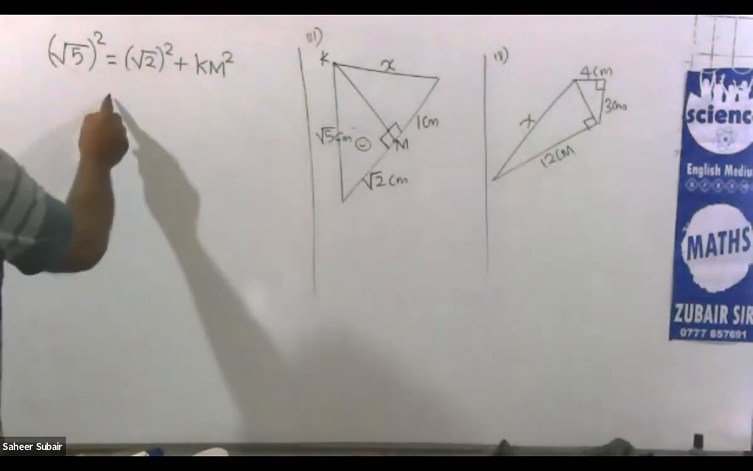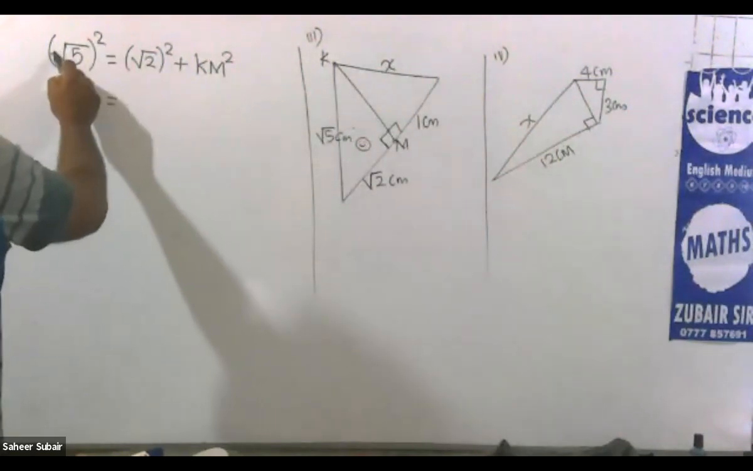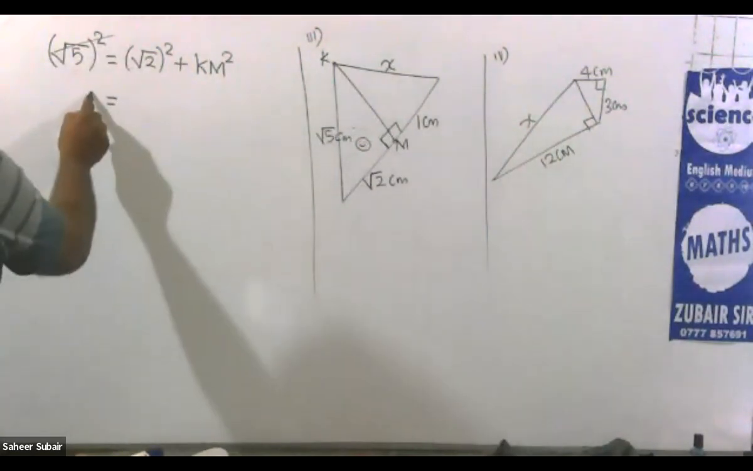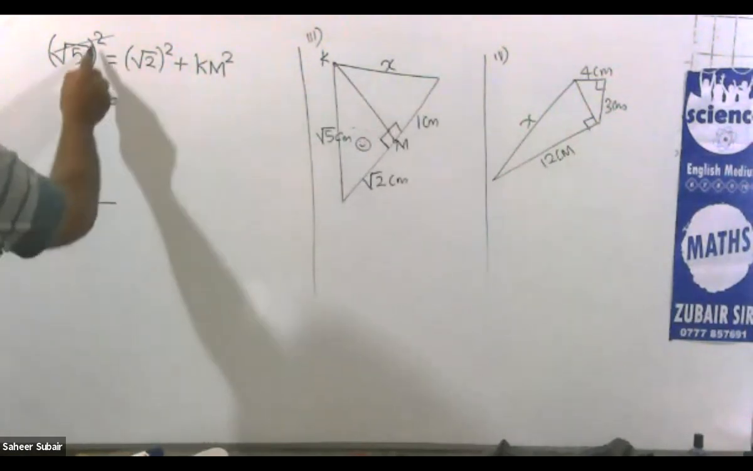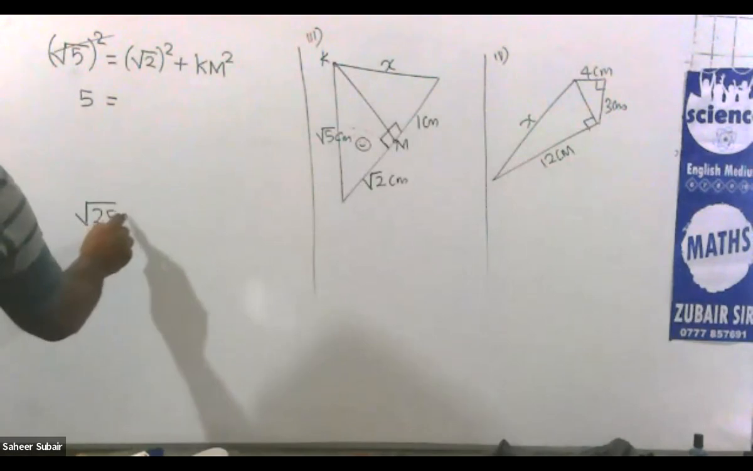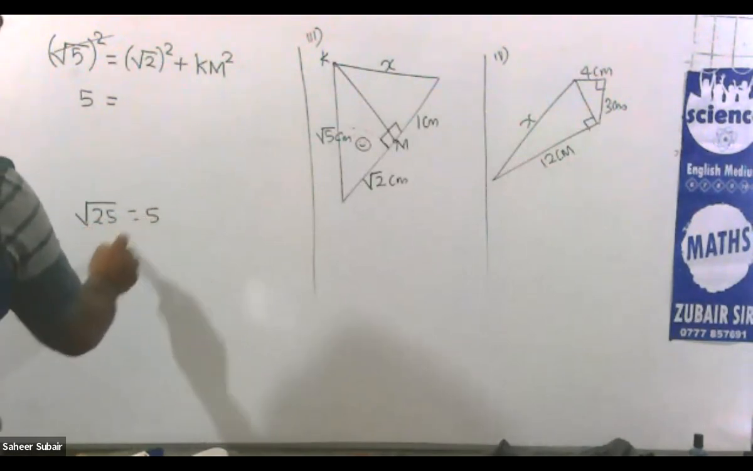Then square root of 5 squared. Square and square root get cancelled, then that becomes 5. Or you can see it like this: square root of 5 squared is 25, and square root of 25 is 5.